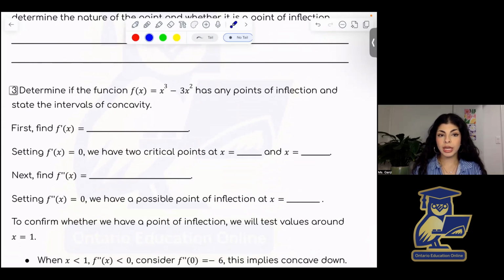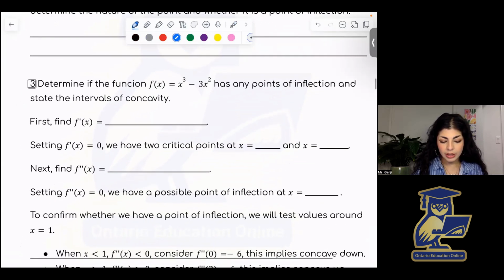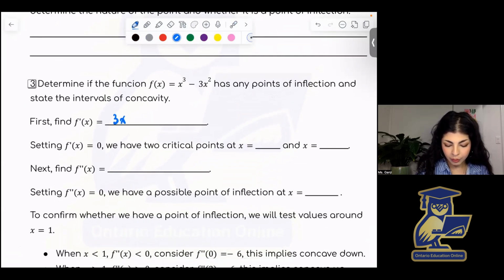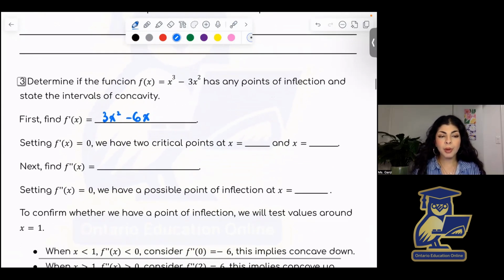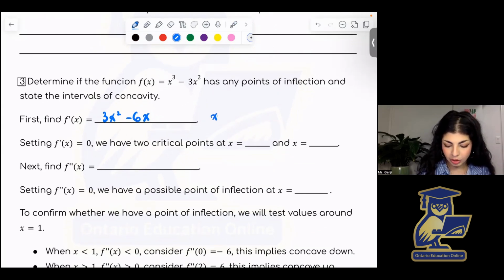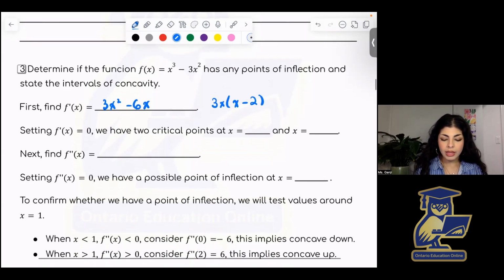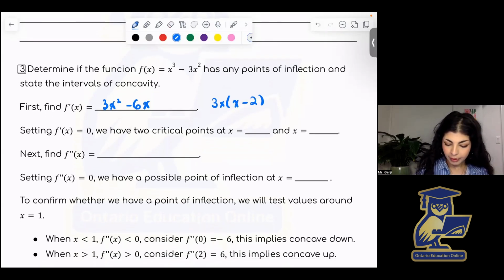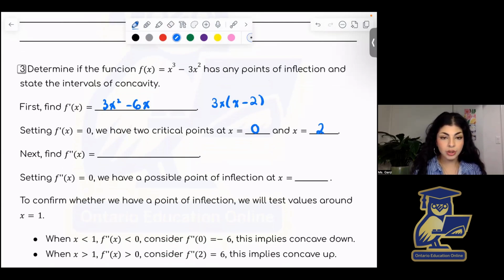So here we're given the function f of x is x cubed minus 3x squared, and we're asked to find any points of inflection and also to state the intervals of concavity. So first consider the first derivative, so just using derivative rules, 3x squared minus 6x. Now, setting f prime of x equal to 0, we want to find the critical points. If I factor it out, 3x times x minus 2, and so the two critical points are x is 0 and x is 2.